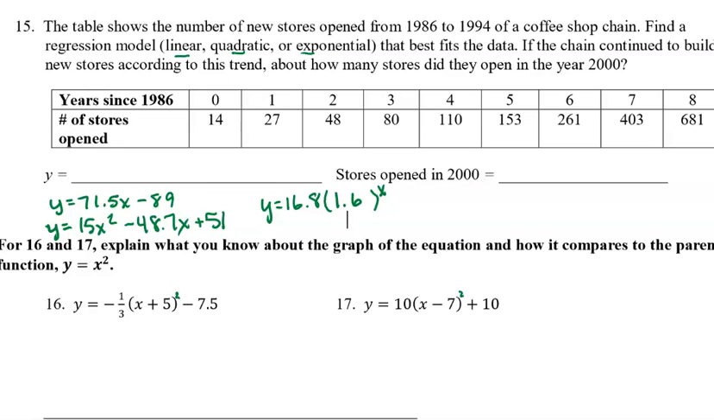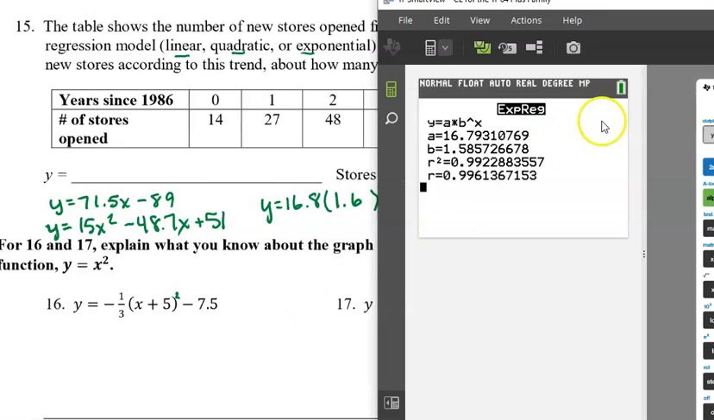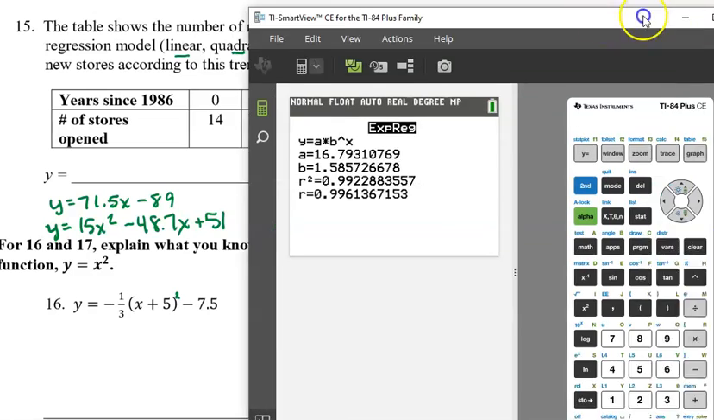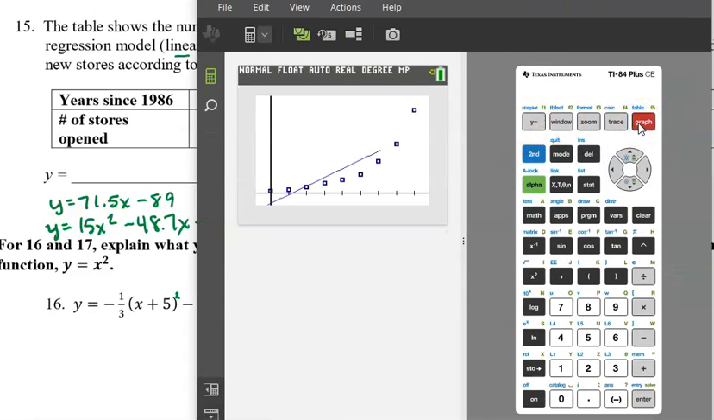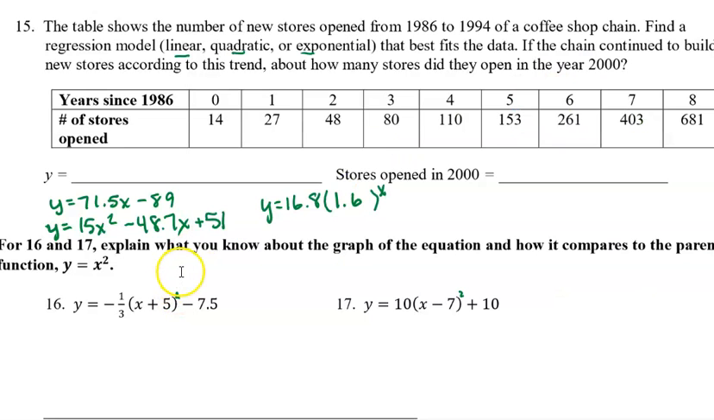Okay, so now I'm going to go to my model on the calculator, go to the graph, and see how this one fits. There's the linear, there's the quadratic. Ooh, that exponential is looking pretty good. So I would say this one is the exponential graph. So that one would be the best fit for this one.